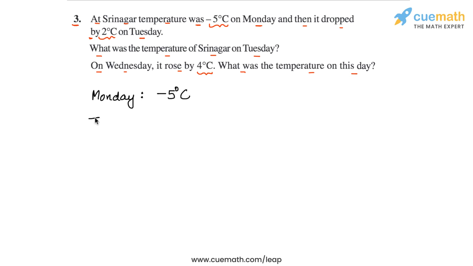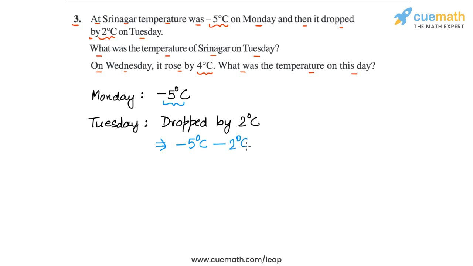And then on Tuesday, we are told that the temperature dropped by 2 degrees Celsius, dropped from the previous day's temperature. So the previous day's temperature was minus 5 and then it dropped by 2 degrees Celsius. So the temperature on Tuesday will be the previous day's temperature, so minus 5 degrees Celsius, and from this you subtract 2 degrees Celsius because the temperature has dropped by 2 degrees Celsius.